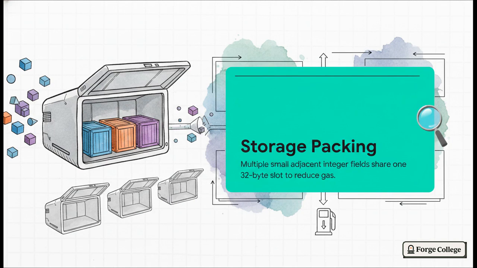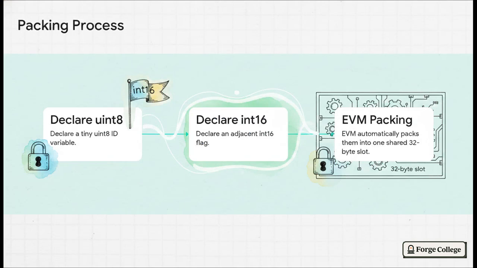Remember those 32-byte EVM shipping containers? Well, storage packing lets multiple tiny variables share a single cargo bay when they're laid out consecutively in a struct. So instead of paying exorbitant fees for 3 separate shipping containers to move 3 tiny little items, the EVM neatly and automatically packs them all into just one. It's brilliant. Here's exactly how we engineer that in our code. If we place a tiny ID, like a uint8, and a small flag, say an int16, right next to each other in our contract structure, the compiler realizes, hey, they can both comfortably fit into a single 256-bit slot.